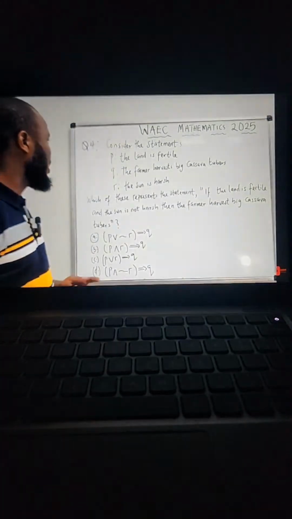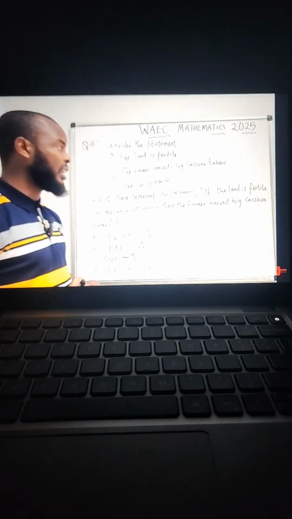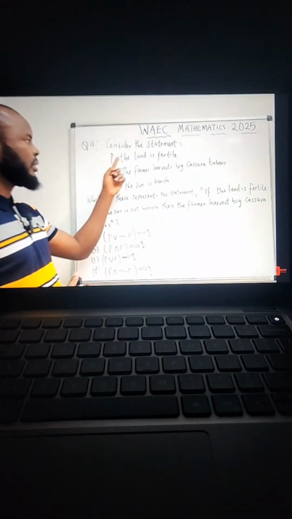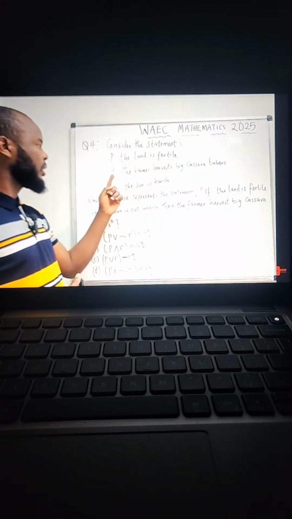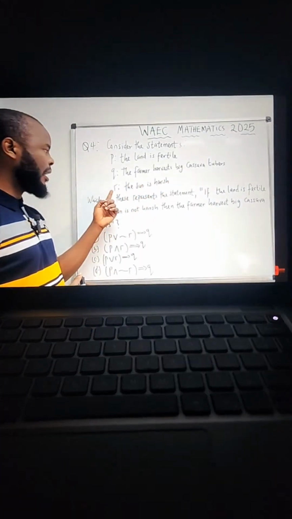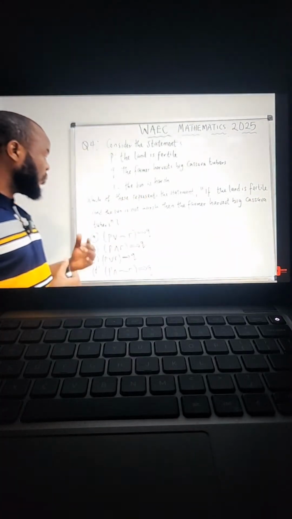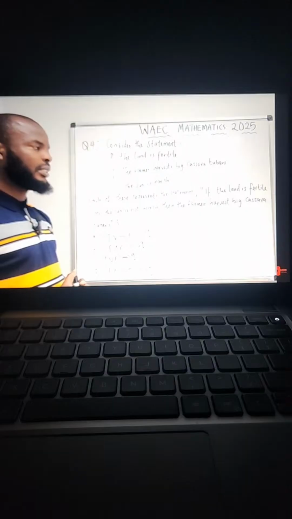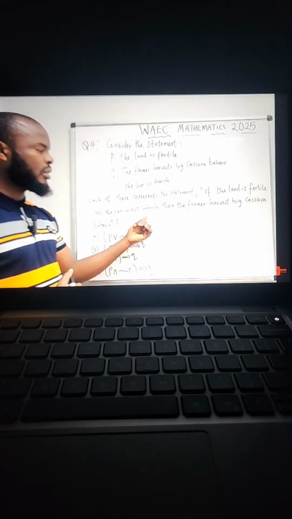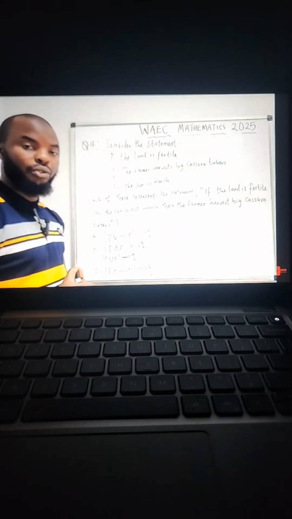Welcome back. Now, today we'll be doing question number 4 on WAEC Mathematics 2025. Now, the question says, consider the statement P, the land is fertile. Q, the farmer harvests big cassava tubers. R, the sun is ash. Now, the question is, which of these represents the statement: if the land is fertile and the sun is not ash, then the farmer harvests big cassava tubers?